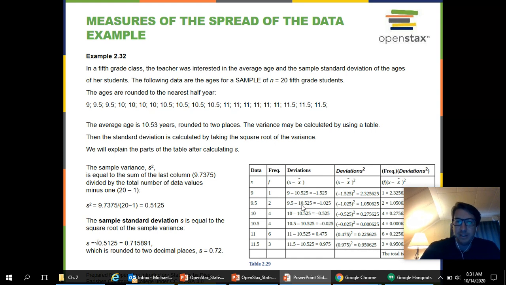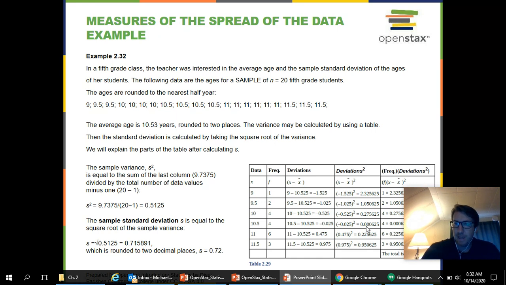So for all of our other ones, we just calculate that distance from the average. Here, 11.5, that's about a year above the average. Then we take all those deviations and we square them. Squaring them just gets rid of the negatives, and it generally makes them bigger too, though not necessarily. We'll end up doing the square root at the end to get rid of that.